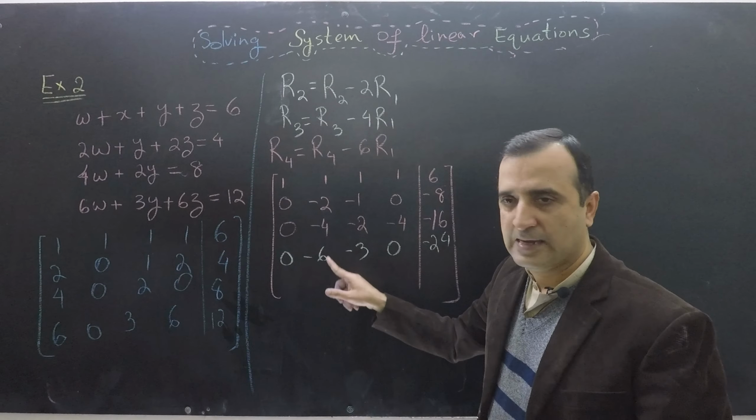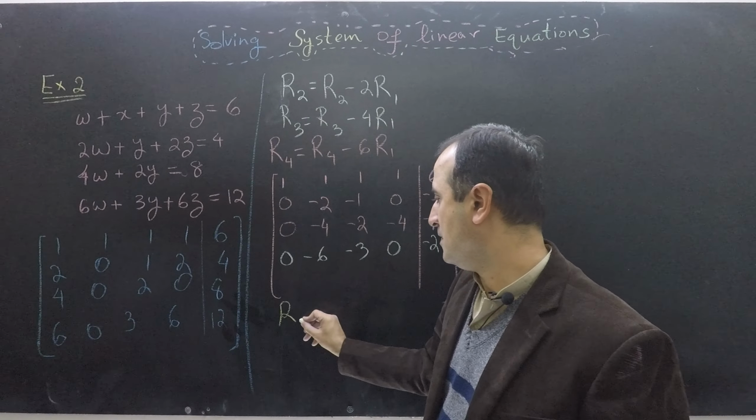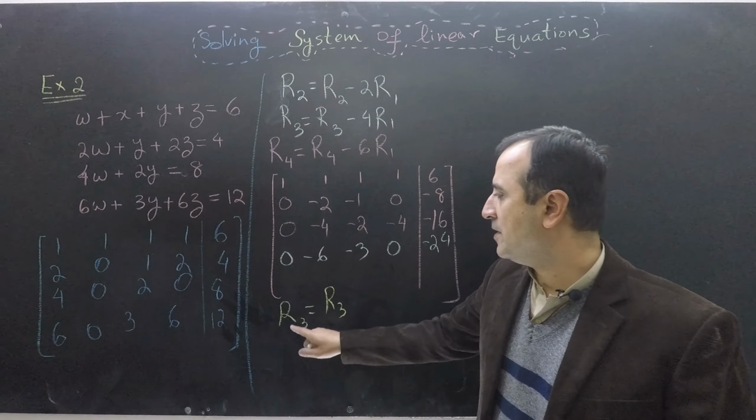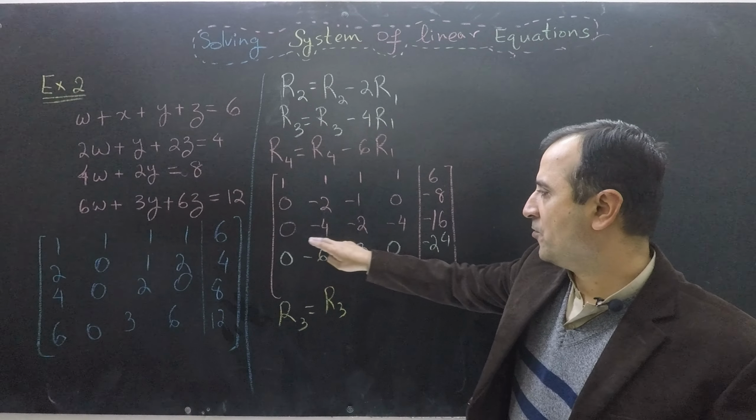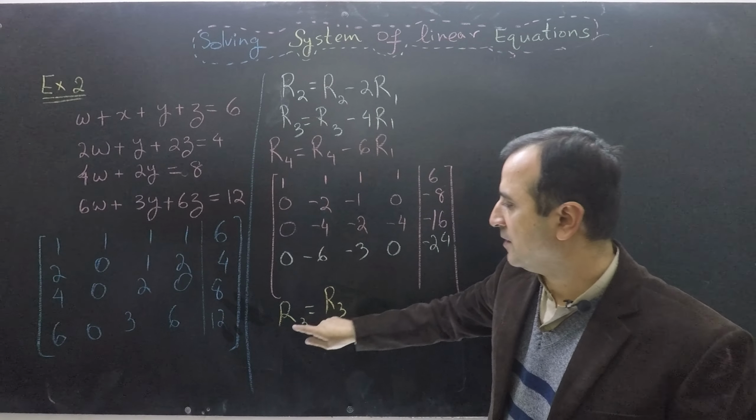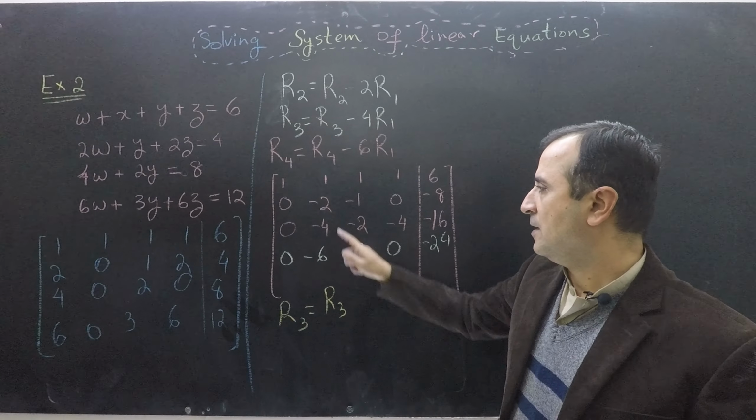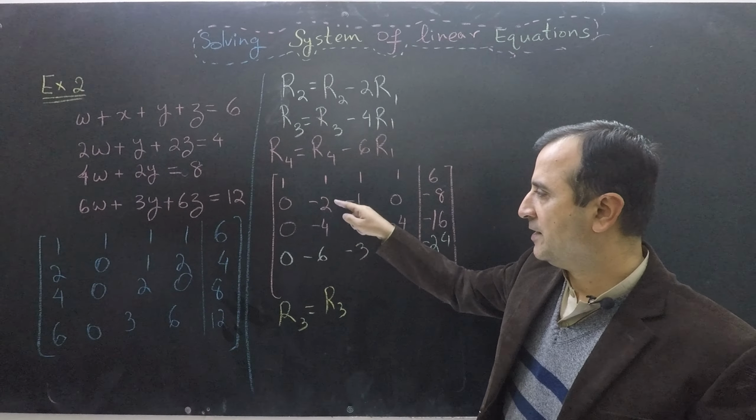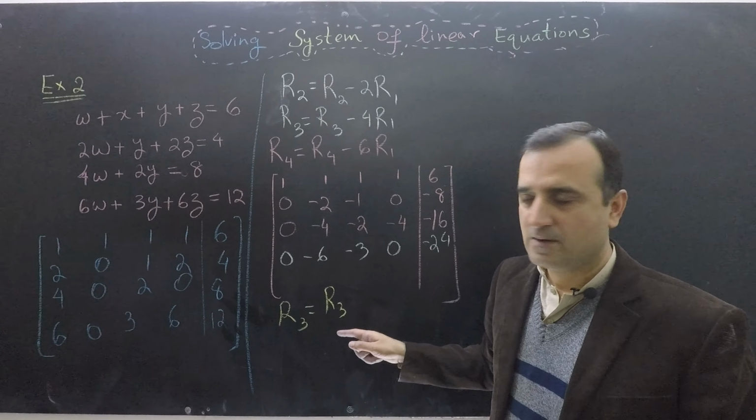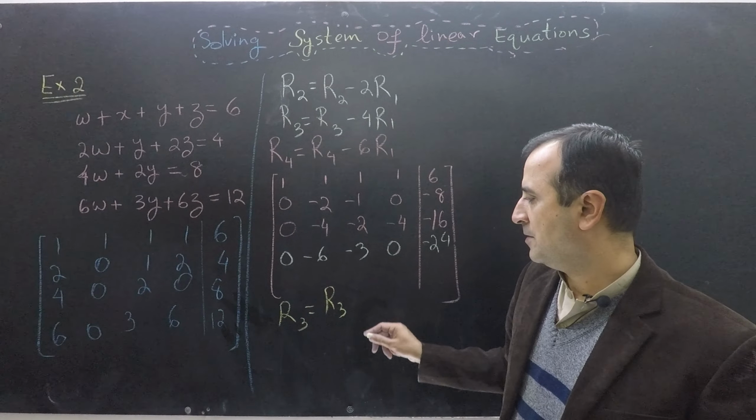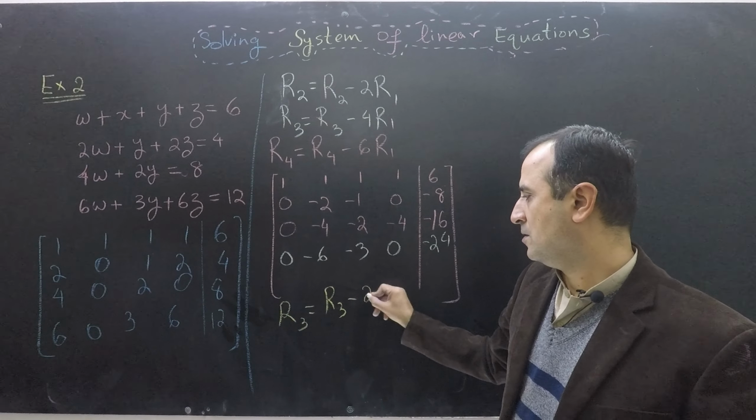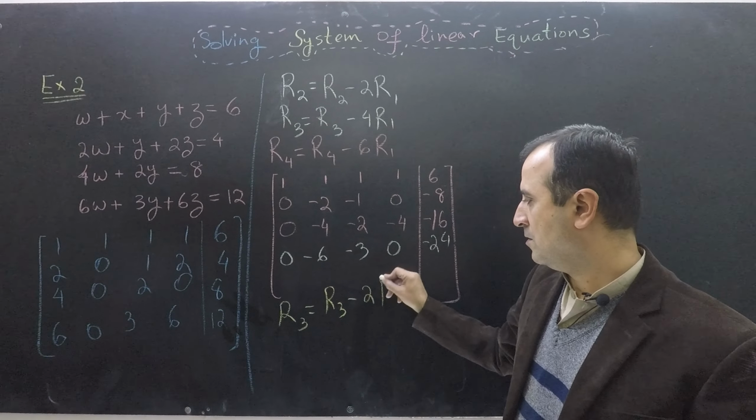So please help me write those operations. So I say R3 is equal to R3, because I'm going to make this 0. So I'm saying R3 is equal to R3, and then I have to multiply this row with something and then add or subtract here. Please help me out. Row 3 minus 2 row 2.